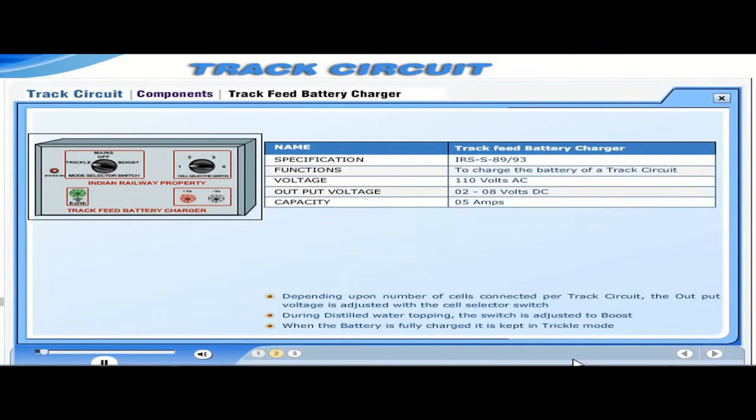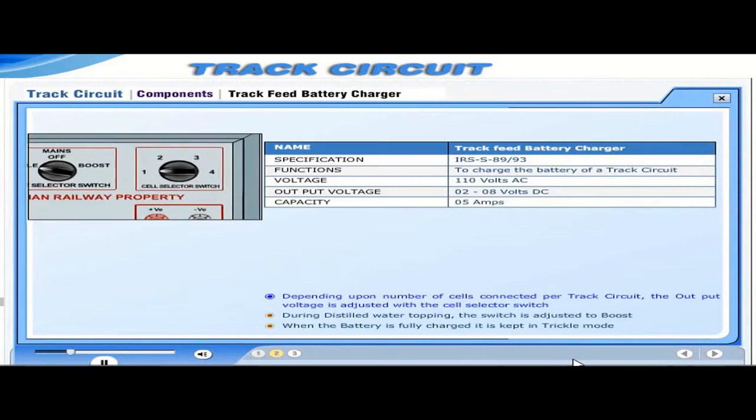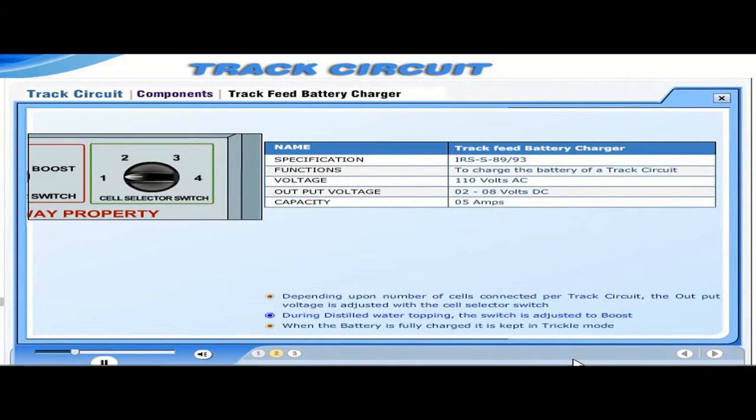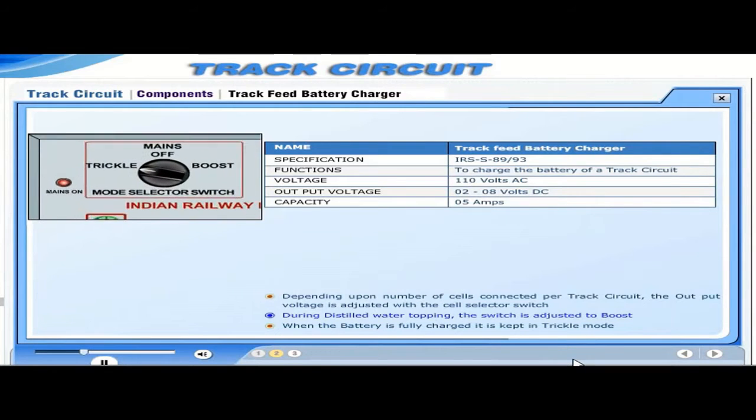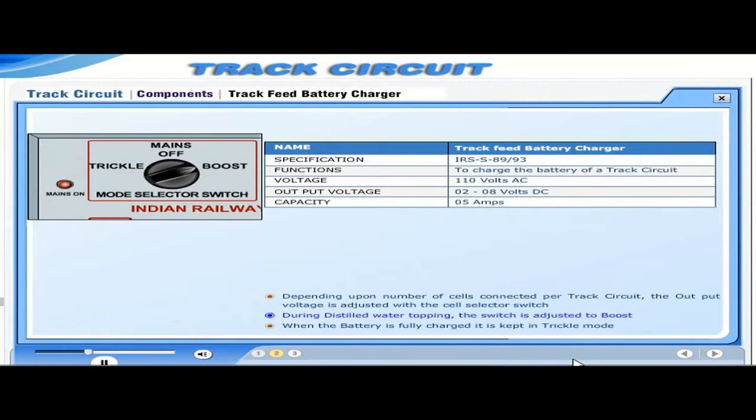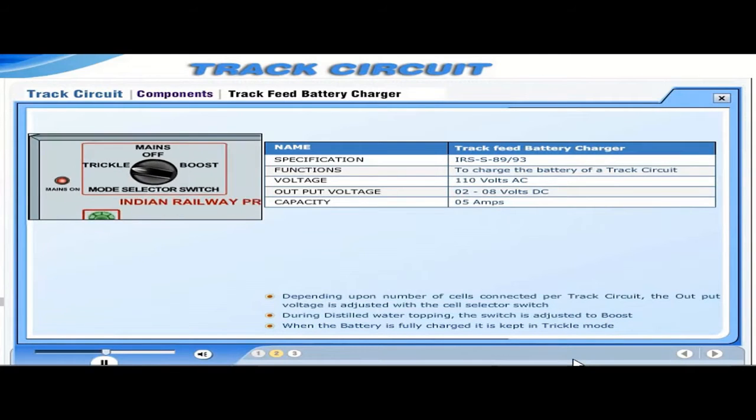Track feed battery charger. Depending upon the number of cells connected per track circuit, the output voltage is adjusted with the cell selector switch. During distilled water topping, the switch is adjusted to boost. When the battery is fully charged, it is kept in trickle mode.